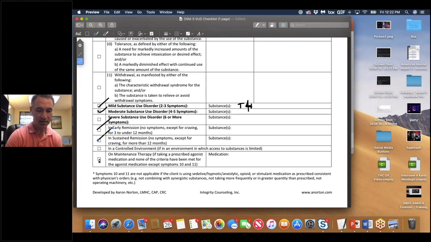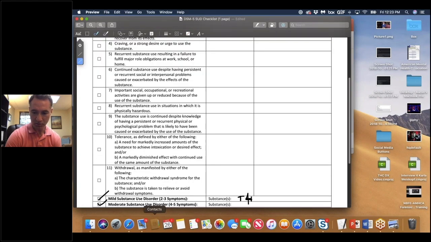And then, do they have an opioid use disorder? And if so, are they on maintenance therapy? And what is the medication that they're taking? Here's a reminder that symptoms 10 and 11 do not apply if the client is taking a prescribed medication as ordered. And then I put in parentheses what I consider to be as ordered. So you have that tool available to you now that you can use.